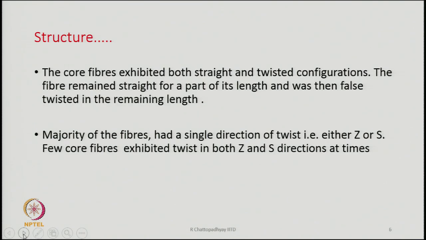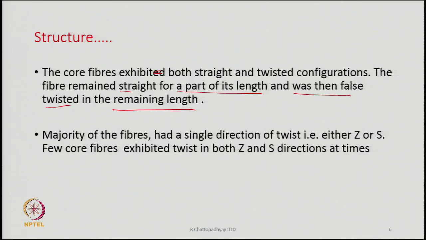The other aspect of the structure is that the core fibers exhibit both straight and twisted configurations. That basically means the fibers remain straight for a part of their length and are then false twisted in the remaining length. That means part of the fiber can sometimes be seen without having any twist.